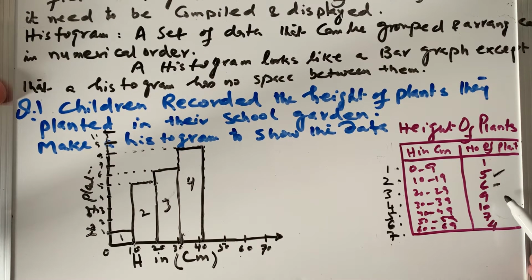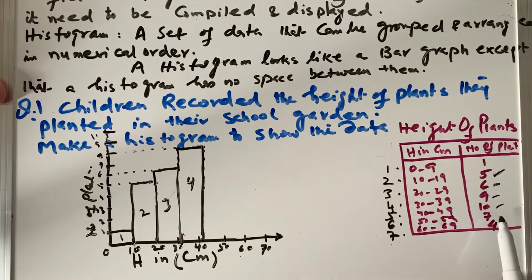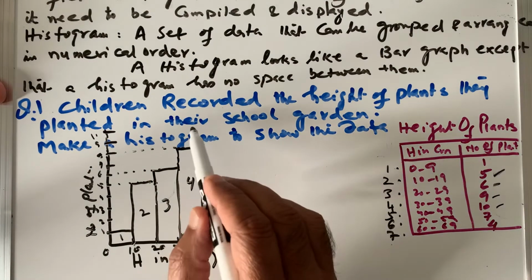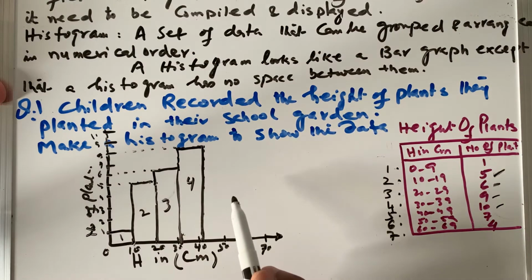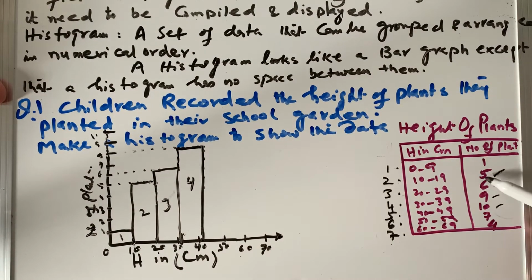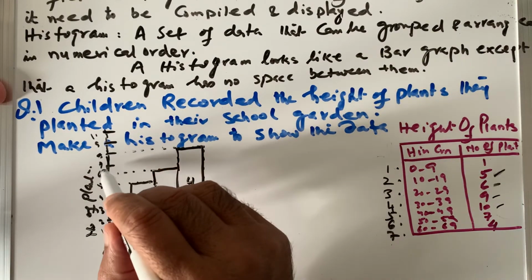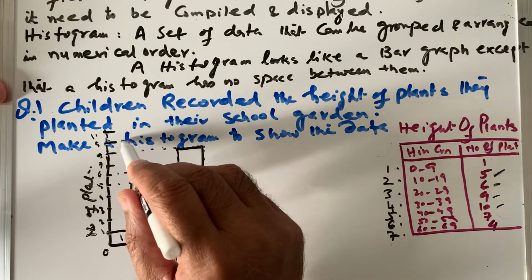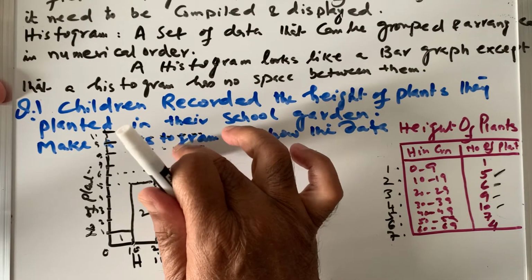Next data is, so we got this. Now we have 40 to 49, and the number of plants they planted is 10. So I have to go to 10. Oh, that was 9. So I have to go up in the fourth data. 1, 2, 3, 4. So 9 is not here. 9 is this one. 6, 7, 8, 9. 9 is this one. Sorry about that. 9 is a little higher.